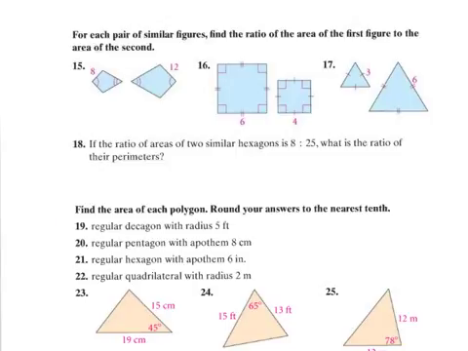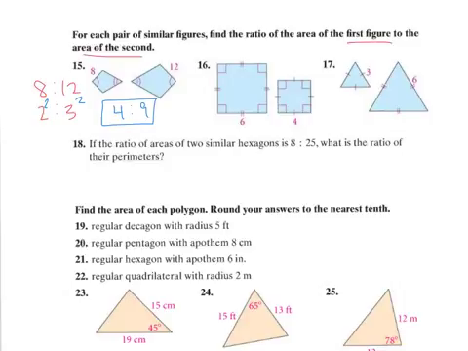Okay, the next part. For each pair of similar figures, find the ratio of the area of the first figure to the area of the second. So the similarity ratio is 8 to 12, but I want to reduce that. So I divide both sides by 4, so it's 2 to 3. So that means the area ratio is 2 squared to 3 squared, so the area ratio is 4 to 9. I would simplify first before I squared it. It just makes it easier to simplify.